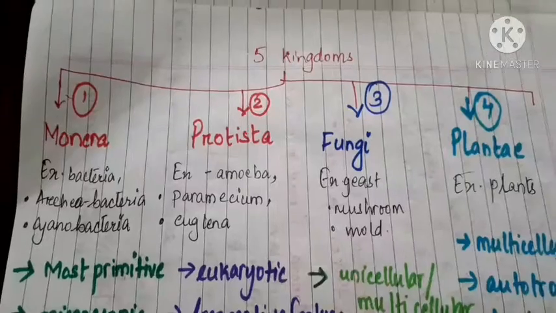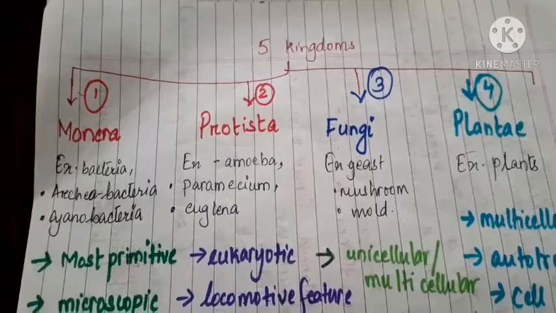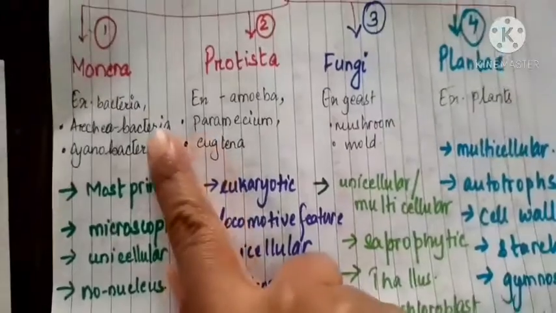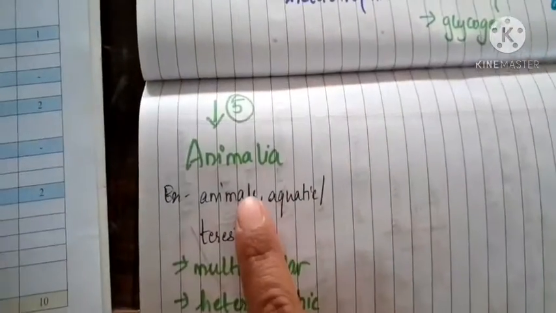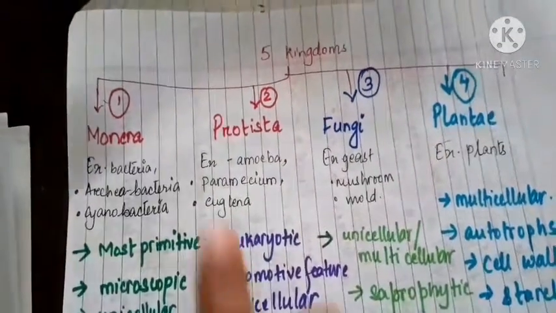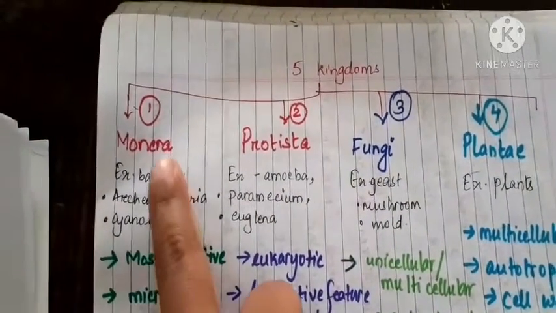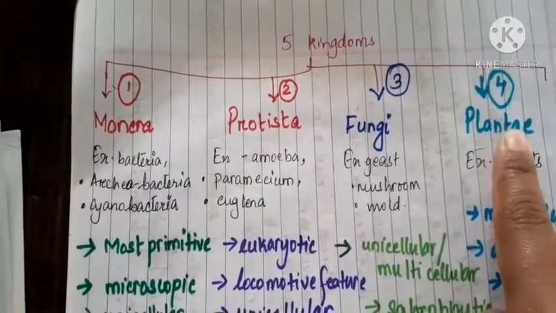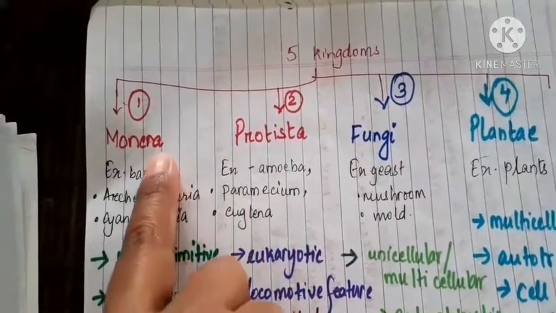Let us see. See here, I have made a chart in which I am showing you the 5 groups. Number 1, Monera, Protista, Fungi, Plantae, and then we have the Animalia. Now these M, P, F, P and A: M for Monera, Protista, Fungi, Plantae and Animalia. Now we have arranged this classification according to how advanced they are.